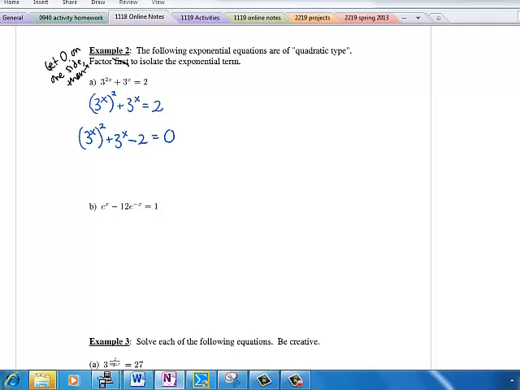And then try to factor. This we should be able to kind of reverse FOIL. To get 3 to the x squared, we would have 3 to the x and 3 to the x. To get a negative 2, we're going to have a 1 and a 2 with opposite signs. To get a positive 3 to the x, we want a plus on the 2 and a minus on the 1.